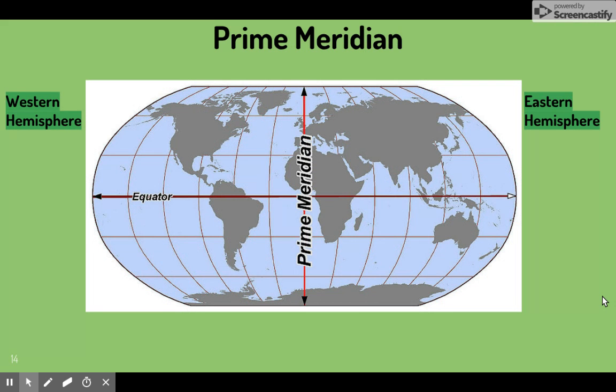The Prime Meridian divides the Earth into a western and eastern hemisphere. Hopefully this takes you less time, but another quick review question. Is the Prime Meridian a line of longitude or latitude? Since the Prime Meridian divides the Earth into a western and eastern hemisphere, it is a line of longitude.